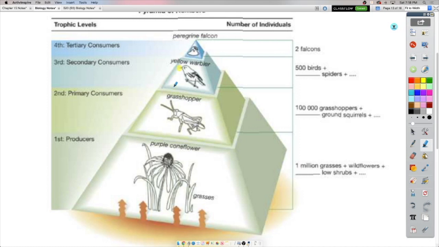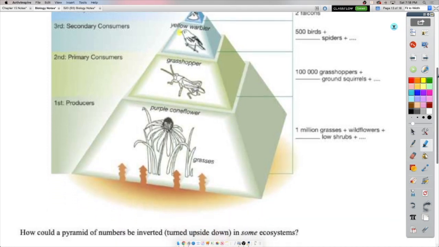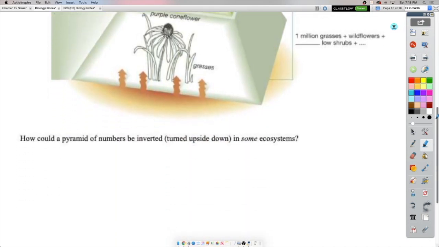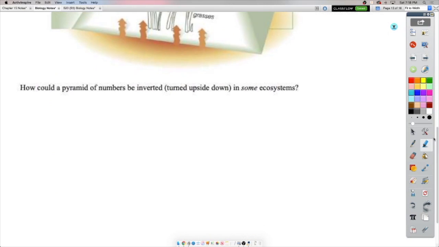Now, there is never an exception to the pyramid of energy, the last one we looked at, because that was the laws of physics, right? 10% of energy is actually passed on. No getting around that. This one can have an exception. It can sometimes look different. Now, usually it looks like this, but there are cases where it's not.